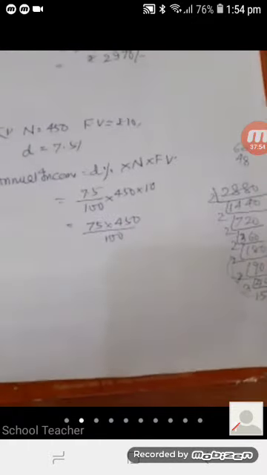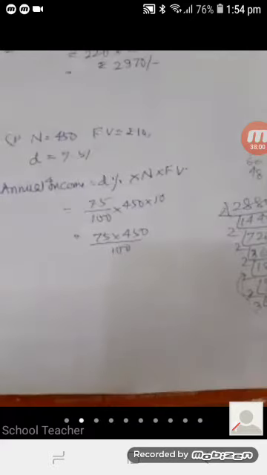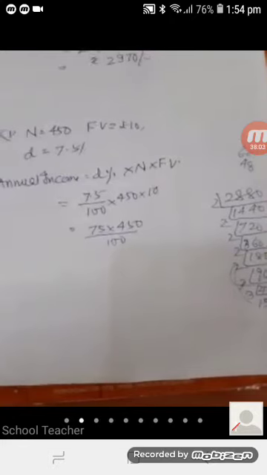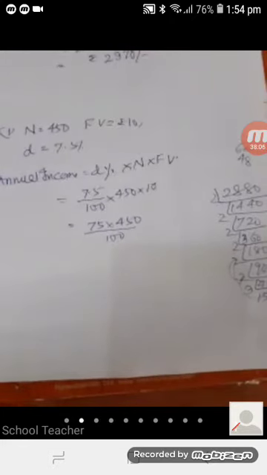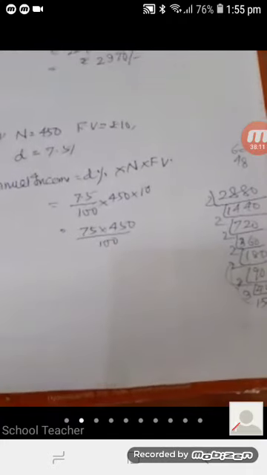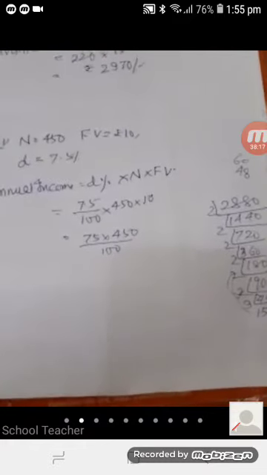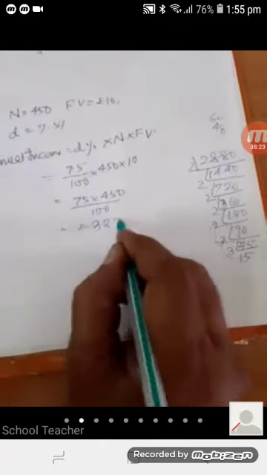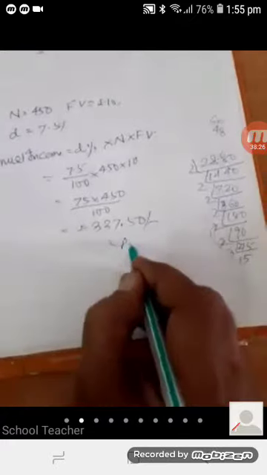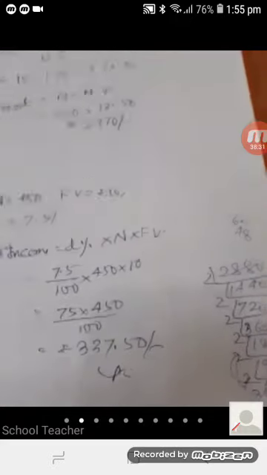Now simplify all of you. How much are you getting? You are getting 75 into 450 divided by 100. 450 divided by 100 is 4.5, so the income comes to 337.5. That is your income. Yes, correct. Others are correct now. Yes, good.